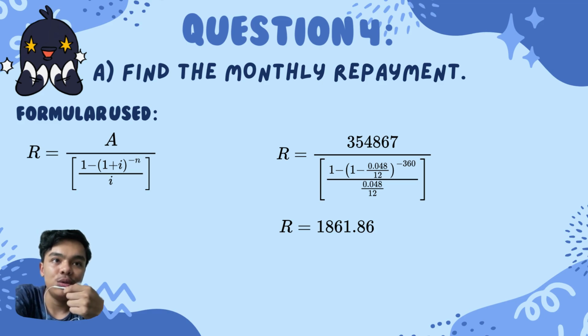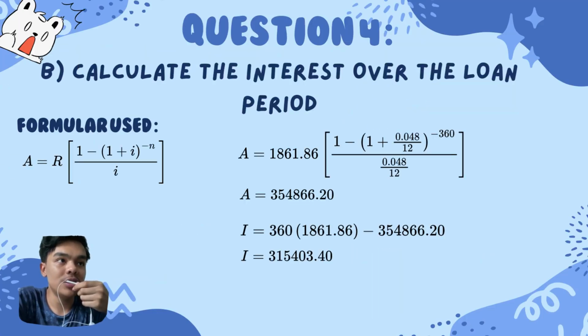In this question, we need to use the formula R equal to A divided by [1 minus (1 plus I) to the power of negative N] divided by I. Then we put everything in the formula, and the final answer R equal to 1,861.86.